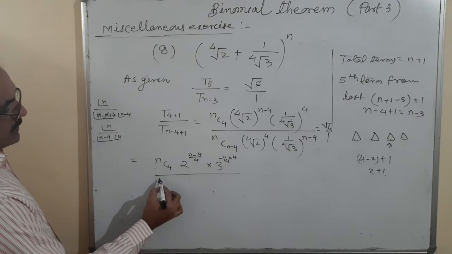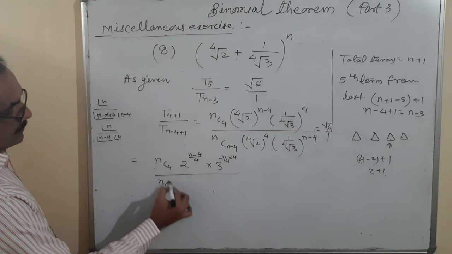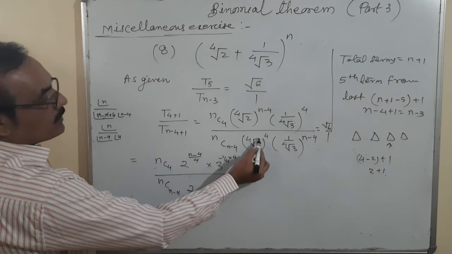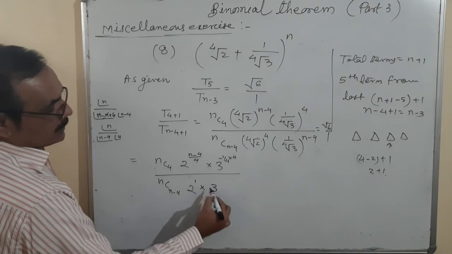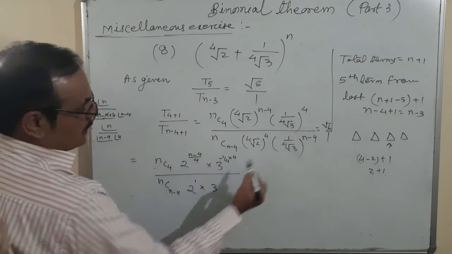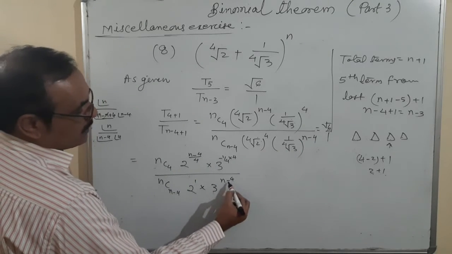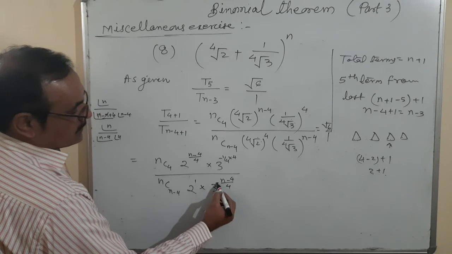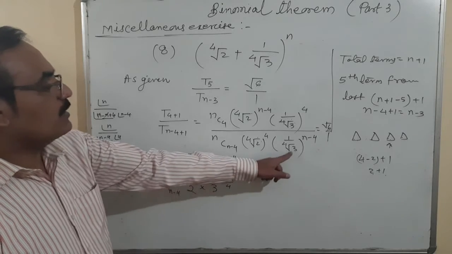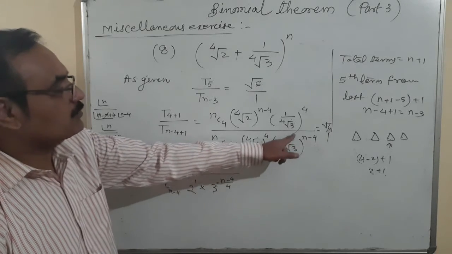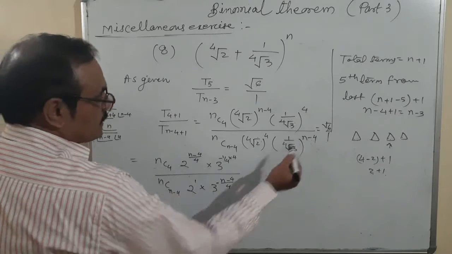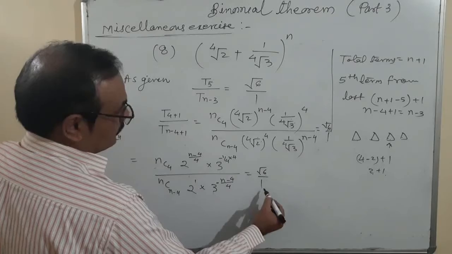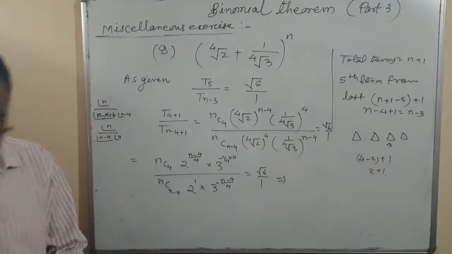After that we'll change it. 2 to the power 1 by 4 into 4, it's a 1, and 3 to the power again minus 1 by 4. So I may write n minus 4 upon 4, but the sign is minus, because 3 to the power 1 by 4, when written in the numerator, is 3 to the power minus 1 by 4. So minus n by 4 upon 4 is equal to root 6 upon 1.